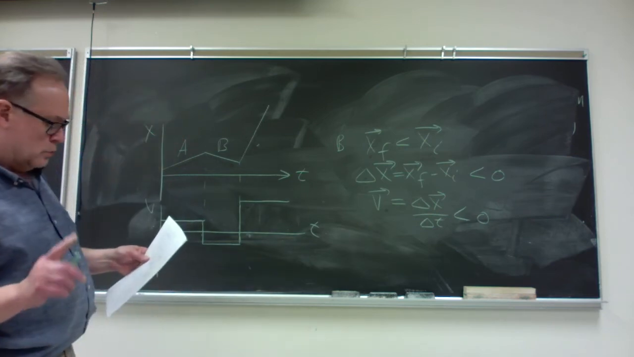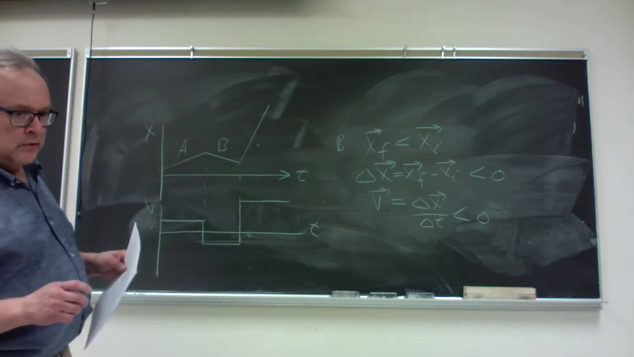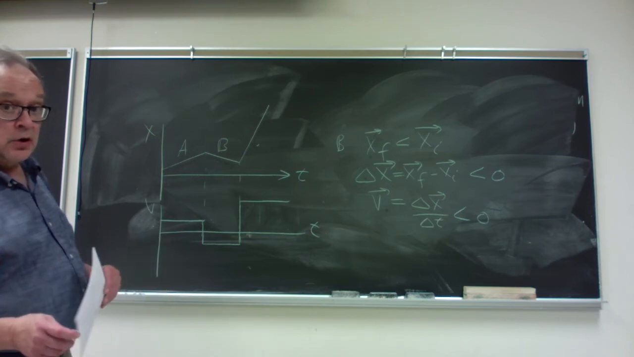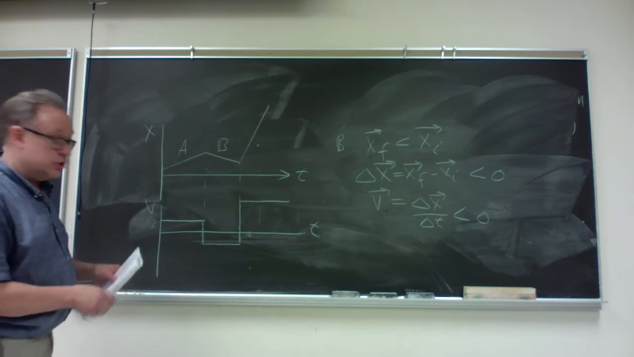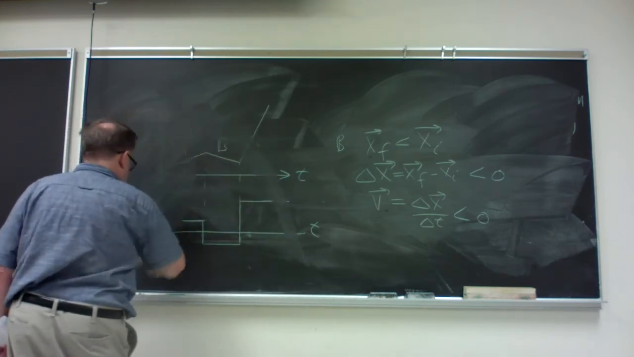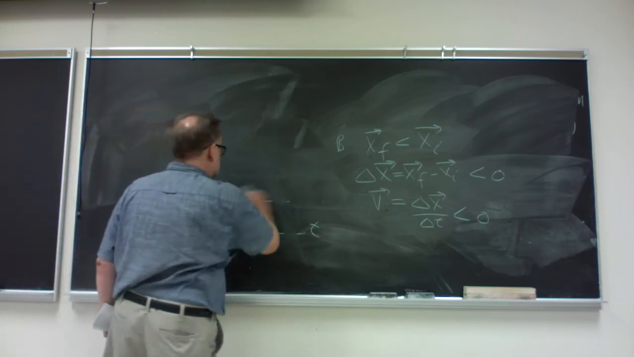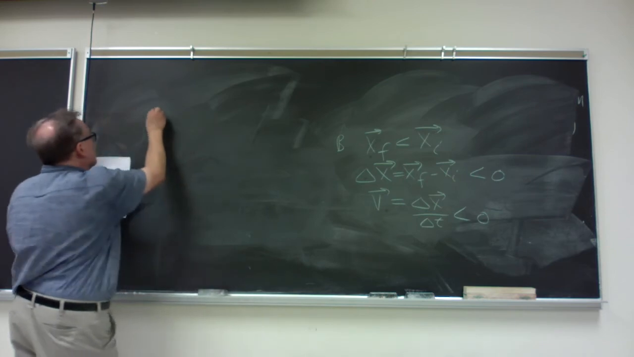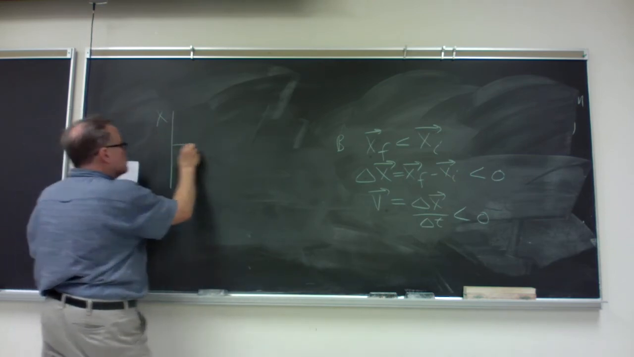Anyway, let's look at one more example of how we can use the slope is velocity idea with a position graph. Here's our position versus time graph.